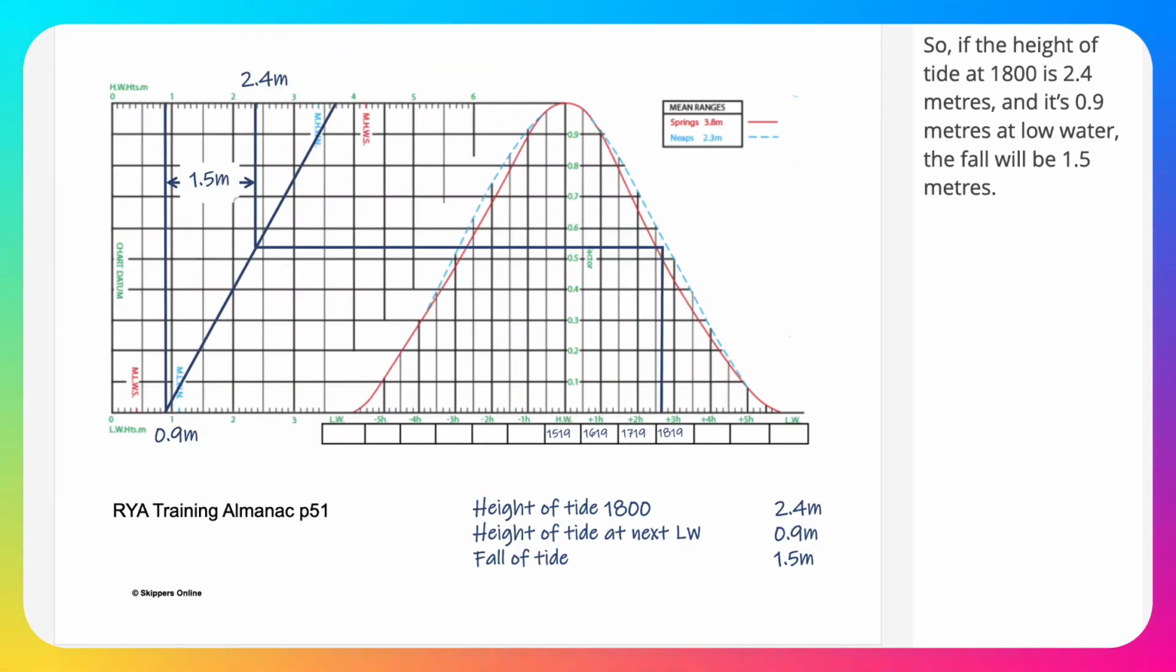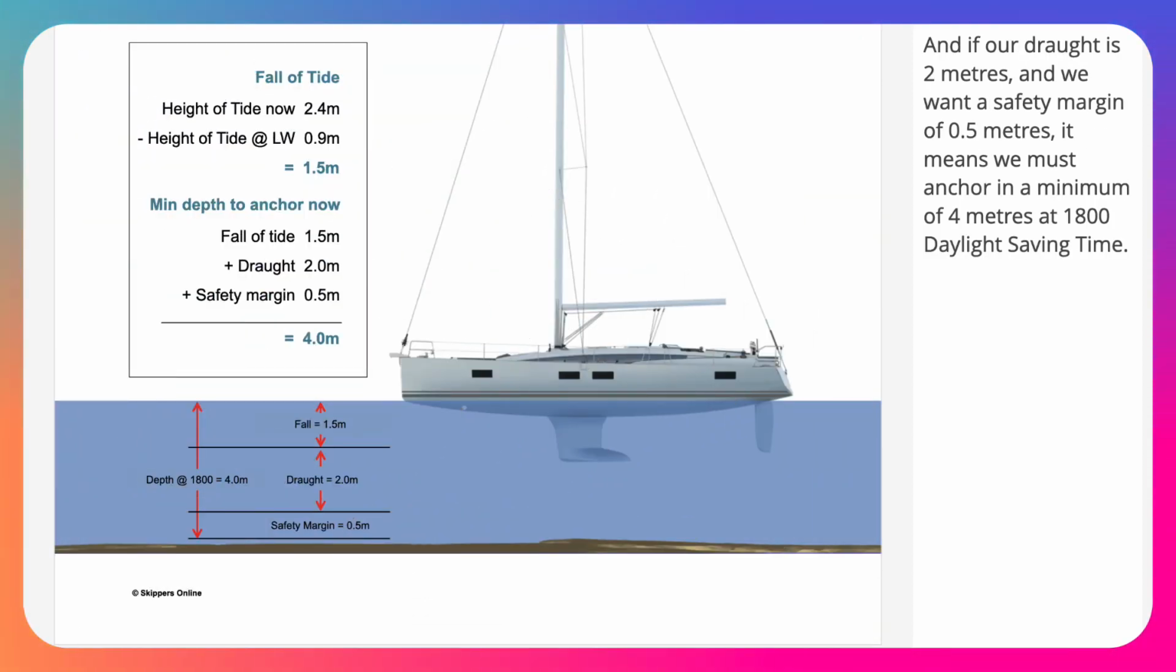So, if the height of tide at 1800 is 2.4 meters, and it's 0.9 meters at low water, the fall will be 1.5 meters. And if our draft is 2 meters, and we want a safety margin of 0.5 meters, it means we must anchor in a minimum of 4 meters at 1800 daylight saving time.